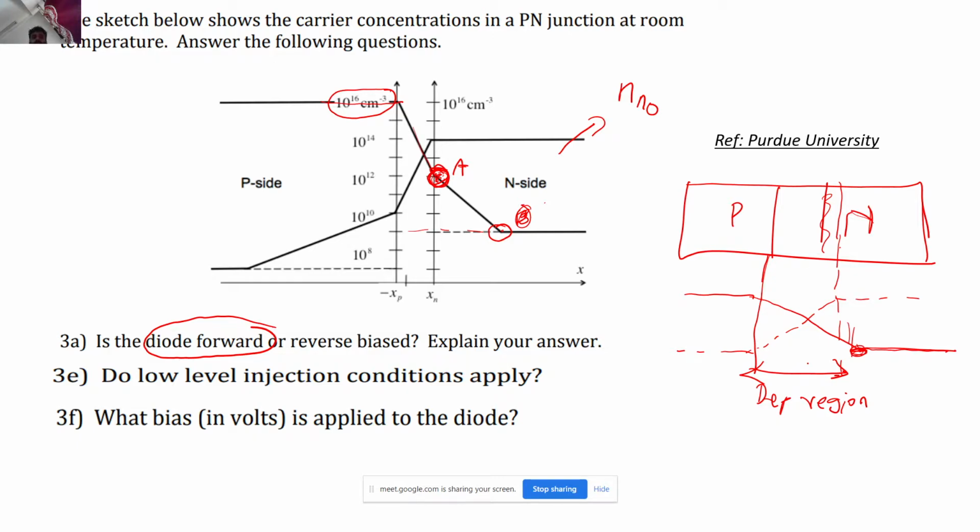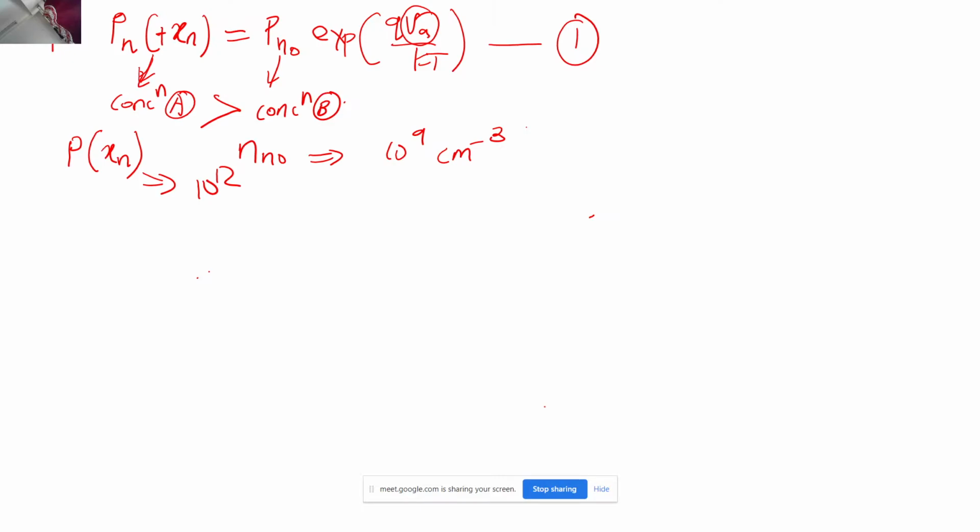So what I have to compare is whether this is a condition for low level injection or not. How do we compare it? We first check the minority carrier concentration at the edge of the depletion region. If that minority carrier concentration is less than the majority carrier concentration on this N side, then we say that the condition for low level injection prevails, correct? So we just have to compare these two terms, P of Xn and Nn naught.